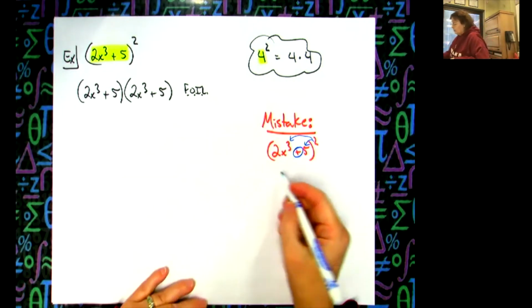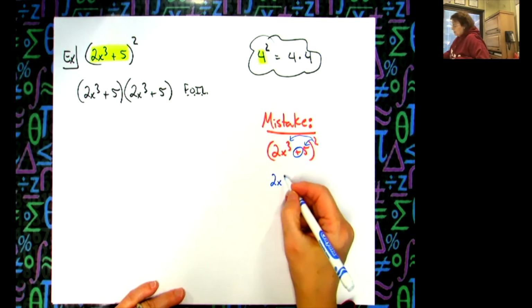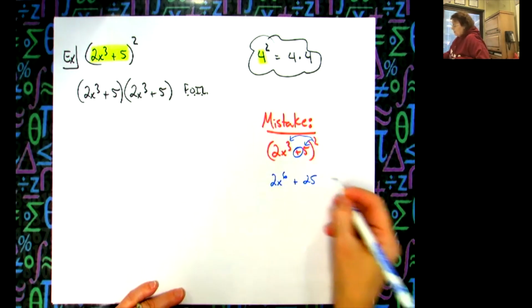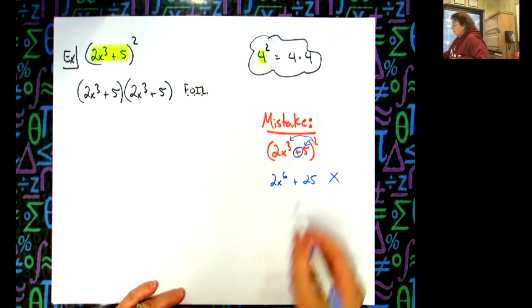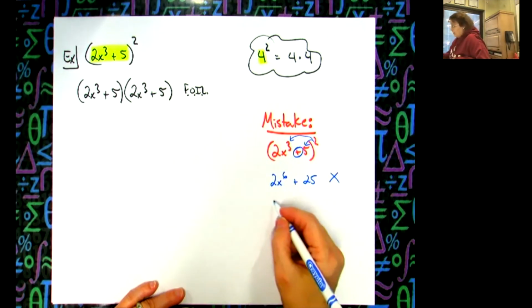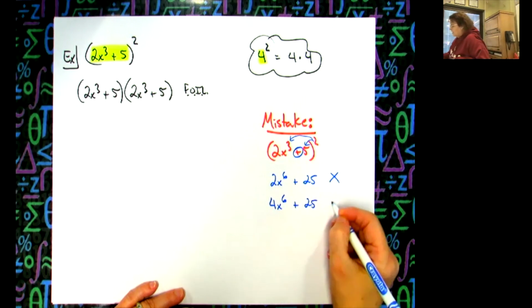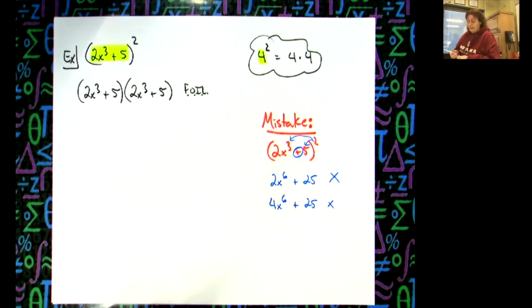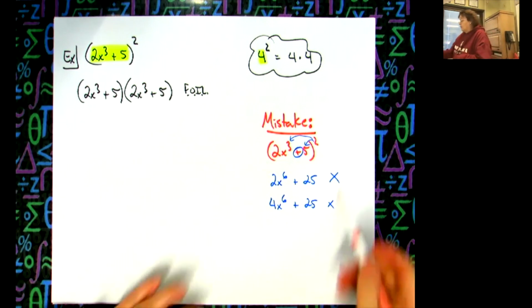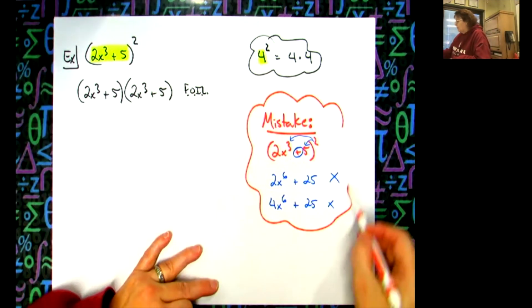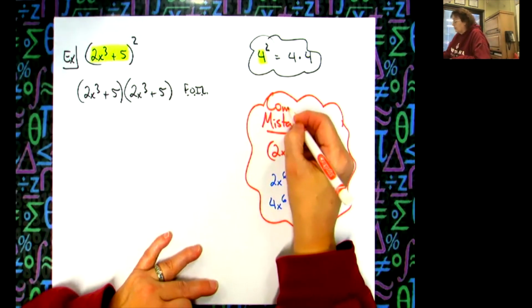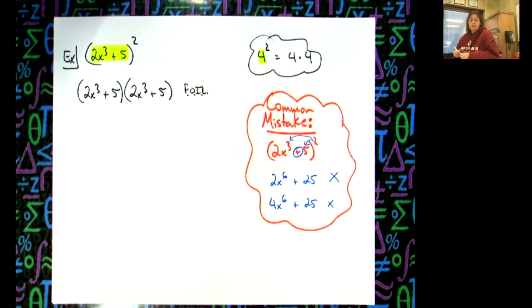A lot of times I will see a 2x to the 6th plus a 25 as a wrong answer. Sometimes people go ahead and square the number in front and give me a 4x to the 6th plus a 25. Again, still not the right answer. So we do not want you to do this. That's just a common mistake. Actually, let's put common on there. It's a common mistake, all right?